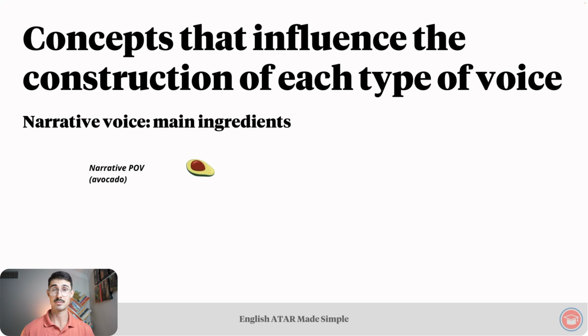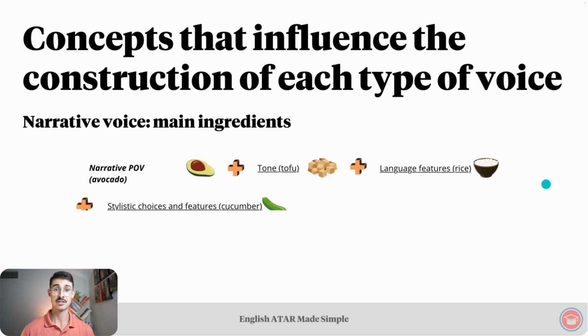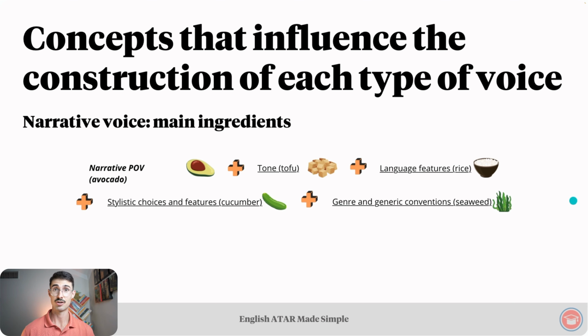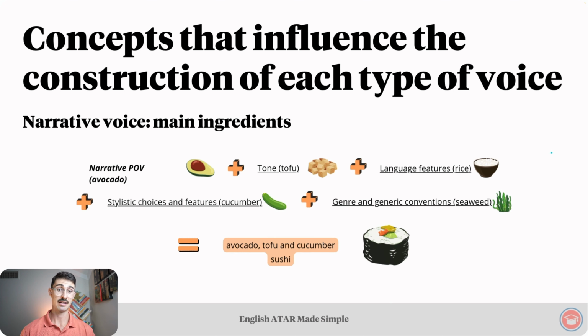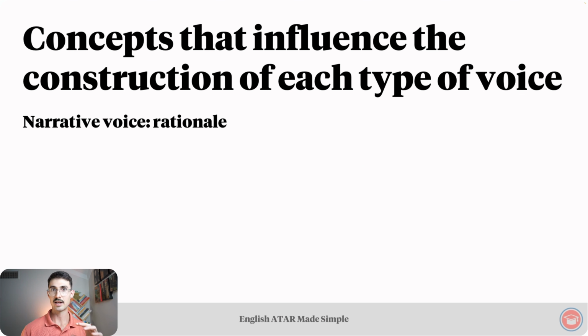We have narrative POV, which is the super relevant concept. We also have tone, which is a very relevant concept, language features and stylistic choices and features, and also genre and generic conventions. All of these ingredients are used to make avocado, tofu, and cucumber sushi, with the option to add structural features, some carrot, perspective, some soy sauce, and context of production, some ginger. Why are those 5 concepts most important when it comes to the construction of narrative voice?